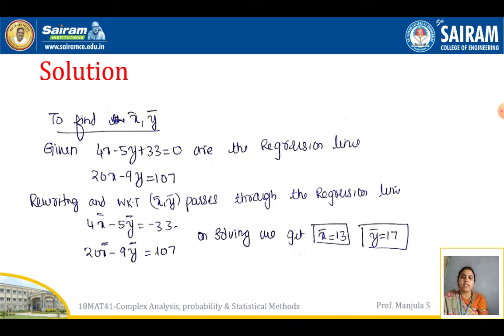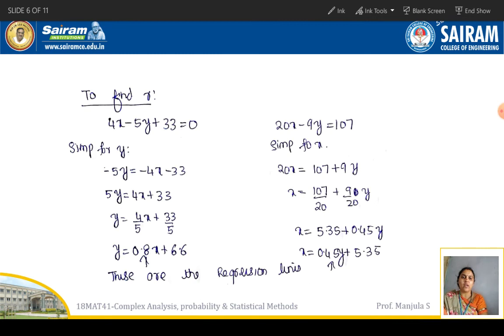To find x bar and y bar, of the given two equations, the regression lines only we have to consider. In those equations, you just replace x and y with x bar and y bar, so the equations become 4x bar minus 5y bar equals minus 33, and 20x bar minus 9y bar equals 107. On solving these equations, we get x bar is 13 and y bar is 17. So here we got the values of x bar and y bar.